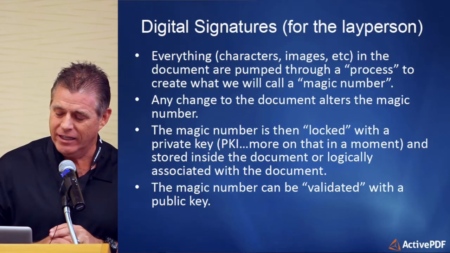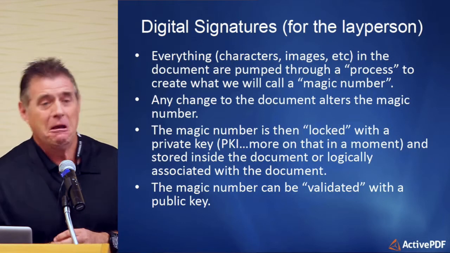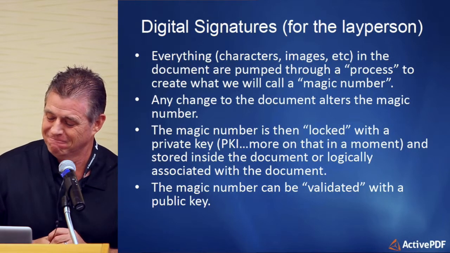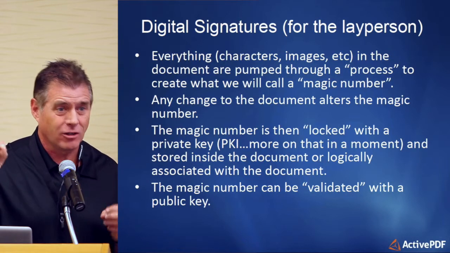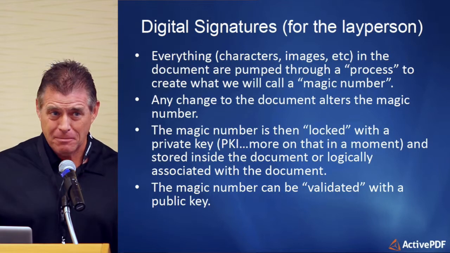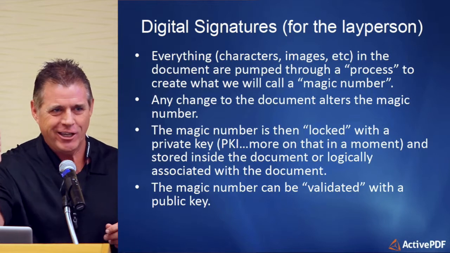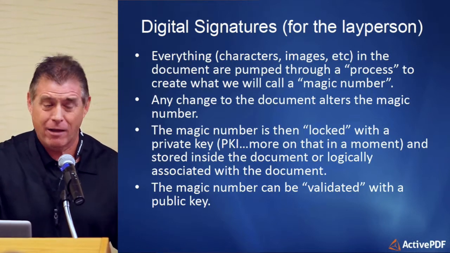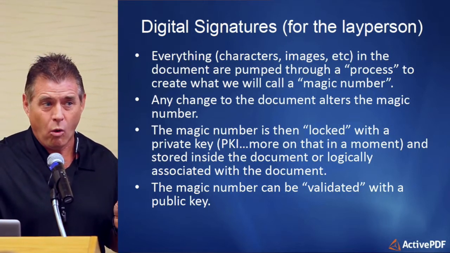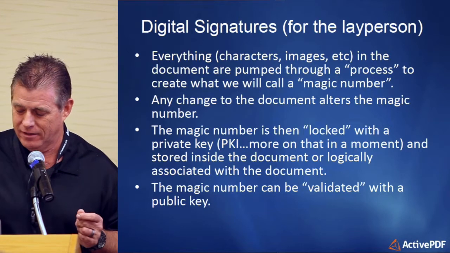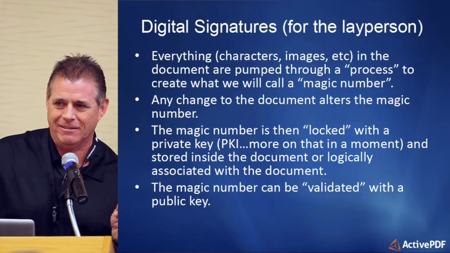So basically, everything in the document is pumped through a process to create what we call a magic number. Okay? Any change to the document, whether it's one byte or lots of bytes, alters the magic number. The magic number is then locked with a private key, something called PKI. We're going to talk about that in a second. And it's stored inside the document or logically associated with the document. But then the magic number can also be validated with a public key.